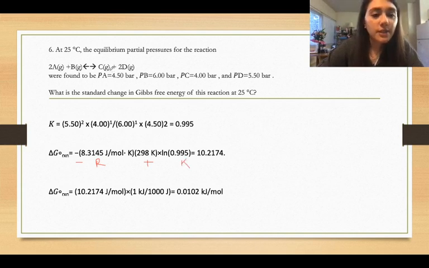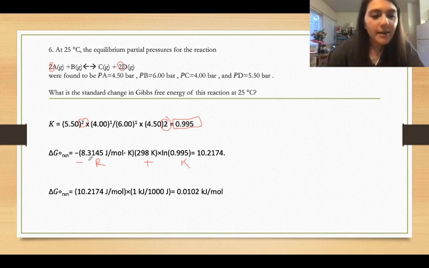First things first, I note that I've got 2 A's and 2 D's. That means that when I'm writing out K, I do need to make note and raise these to the power of 2. And I'm going to get a K of 0.995. Remember to plug these numbers in correctly, in that you raise the right things to the right power, and you put the products in the top and the reactants in the bottom.